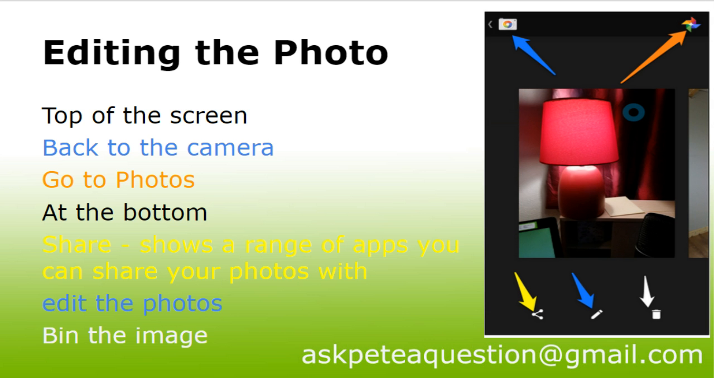The next one across is the edit pencil, and we'll go and have a look at the edit pencil. And then the final one is that little white bin, and that little white bin I feel is often the most underutilized tool in the entire photo editing sphere. If it's a bad photo, bin it. You can always take some more, it's not a problem.